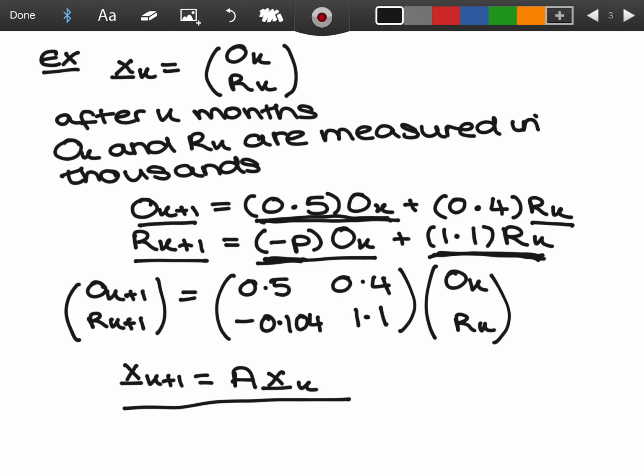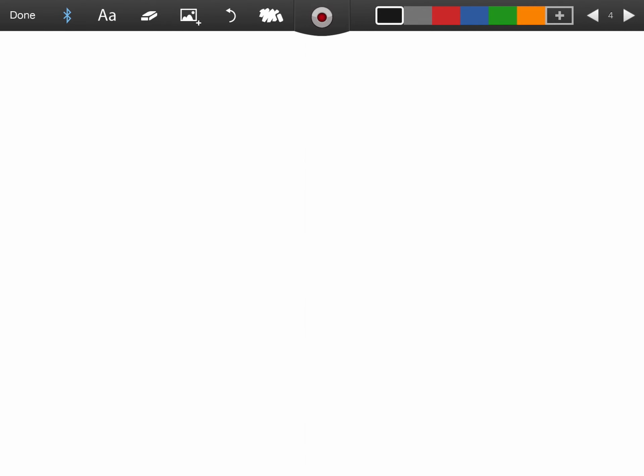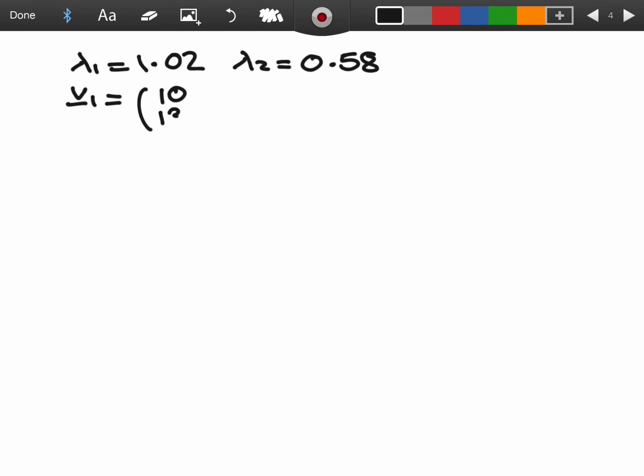So if this is A here, we're going to find its eigenvalues and eigenvectors, and I'll tell you what they are so you don't have to go ahead and calculate them. The eigenvalues: lambda 1 is equal to 1.02 and lambda 2 is 0.58. And then the basis of each of the eigenspaces is going to give us an eigenvector, which is V1 is 10, 13 and V2 is 5, 1. So we found the eigenvalues and eigenvectors of A.